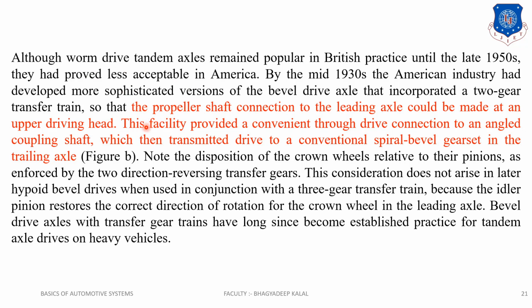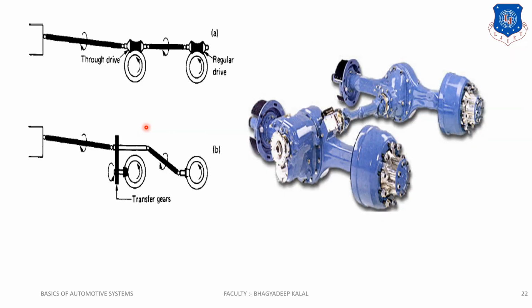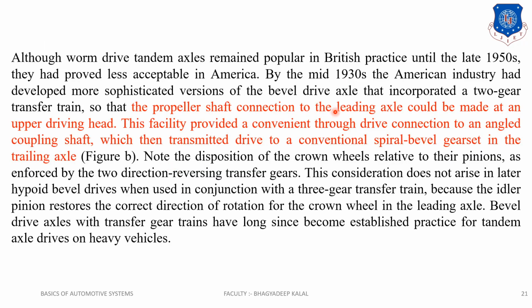But what happened in the type B figure? Okay, let me read the type B figure. The propeller shaft connection to leading axles could be made at an upper driving head. This facility provided a convenient through-drive connection to an angle coupled shaft, which transmits drive to the conventional spiral bevel gear set in that trailing axle.